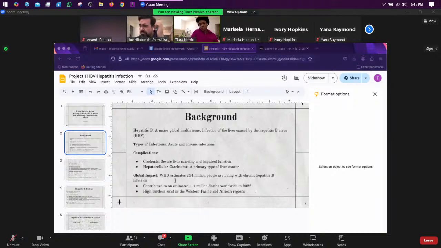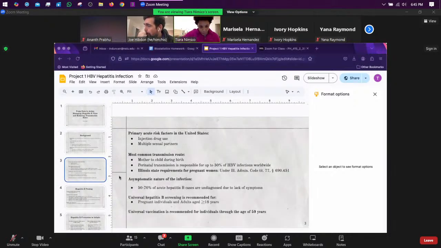According to the World Health Organization, 254 million people are living with chronic hepatitis B infection, contributing to over 1 million deaths worldwide. High burdens exist in Western Pacific and African regions. The most common transmission route is mother to child during birth. Perinatal transmission is responsible for up to 50% of HBV infections worldwide. Illinois requires pregnant women to be tested and vaccinated. One of the risk factors in the United States is injection drug use and multiple sexual partners.